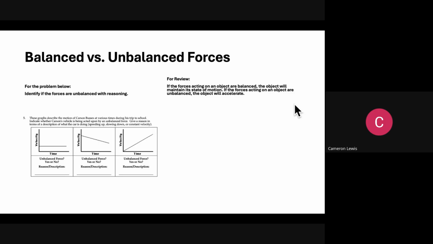Actually, let me find the sheet. What page is on? Go to, if you have the packet, balanced versus unbalanced forces, and it is problem number 5. No, balanced and unbalanced forces. Balanced versus unbalanced forces. Problem number 5.